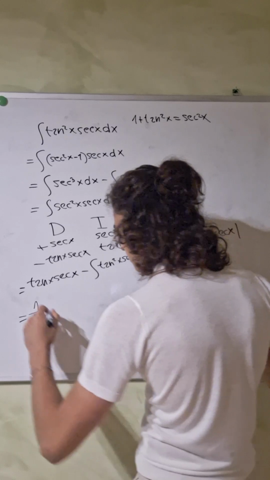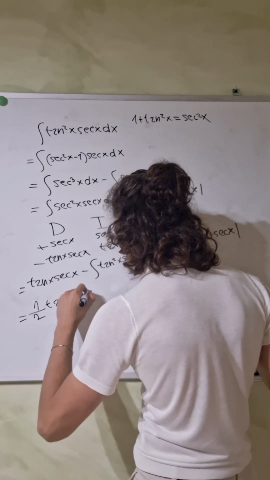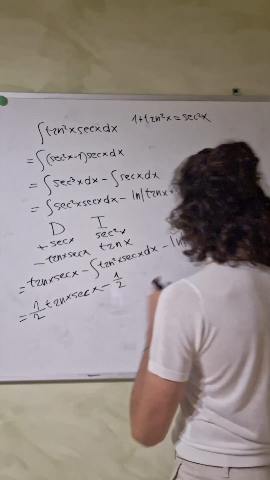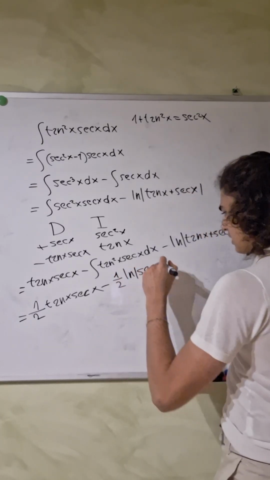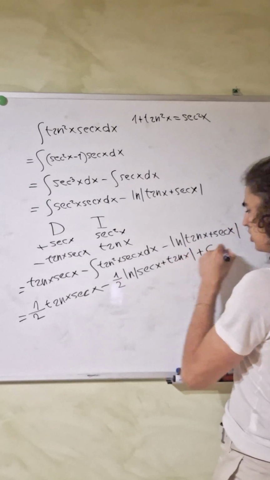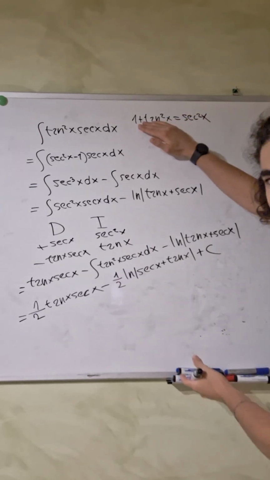So we have 1/2 tangent of x secant of x minus 1/2 times the natural log of the absolute value of secant of x plus the tangent of x. Don't forget the constant of integration, and this is how to solve this integral.